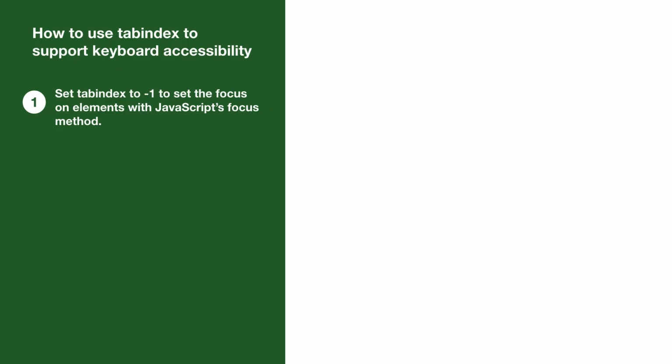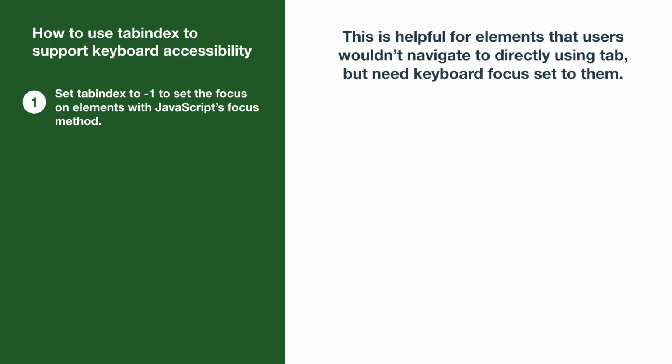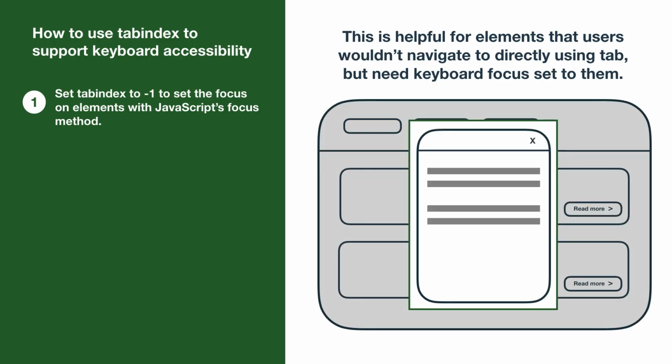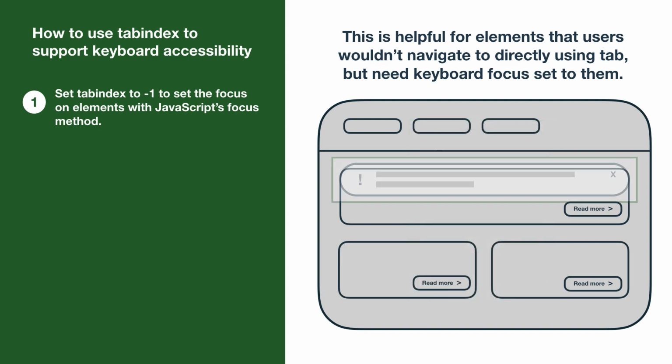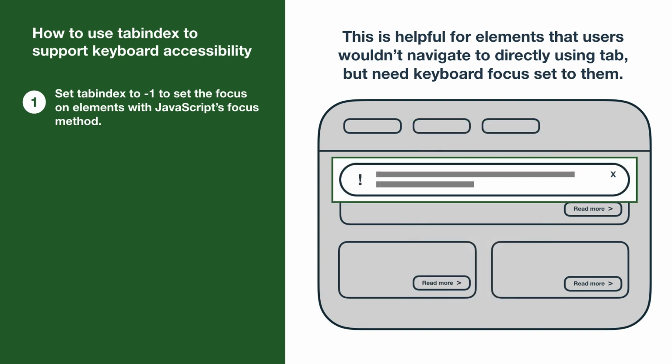First, you can set Tabindex to -1 to set the focus on elements with JavaScript's focus method. This is helpful for elements that users wouldn't navigate to directly using tab, but need keyboard focus set to them. For example, a modal screen that needs focus when it appears, or a form submission error message that needs focus after a form with errors is submitted.